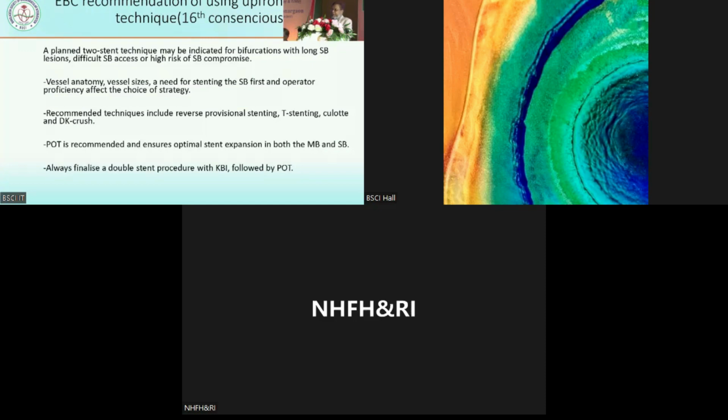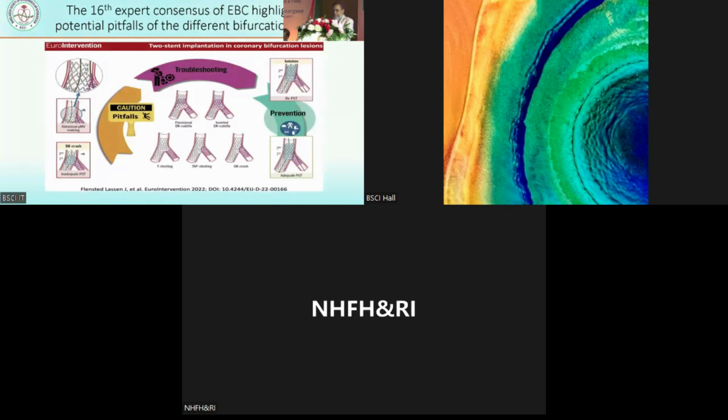And this is my talk, how to optimize the double stent strategy. Always finalize a double stent procedure with KBI followed by a POT, and POT should be ideal. The 16th consensus EBC highlights the potential pitfalls. There are different pitfalls, as we know, for bifurcation lesions. Even then, for the double stent strategy upfront, whenever it is necessary, we must do it.